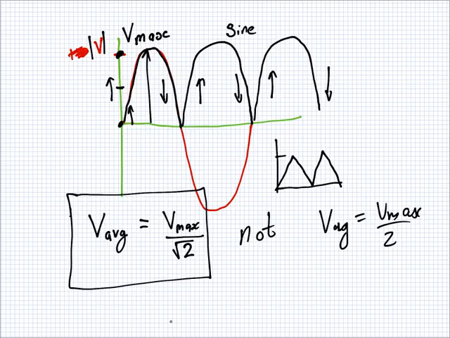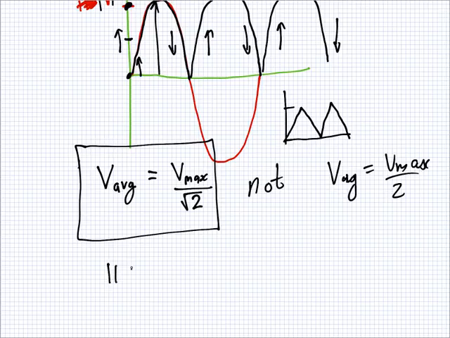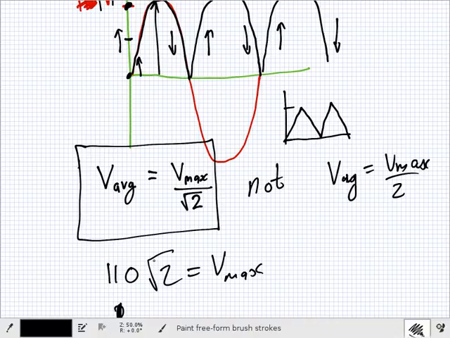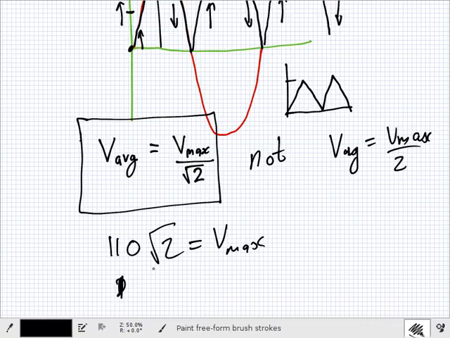So in the question, I tell you that the average is 110. So that means the maximum will be 110 root 2. What is this? 152, is it? 156 then. That's the maximum voltage.